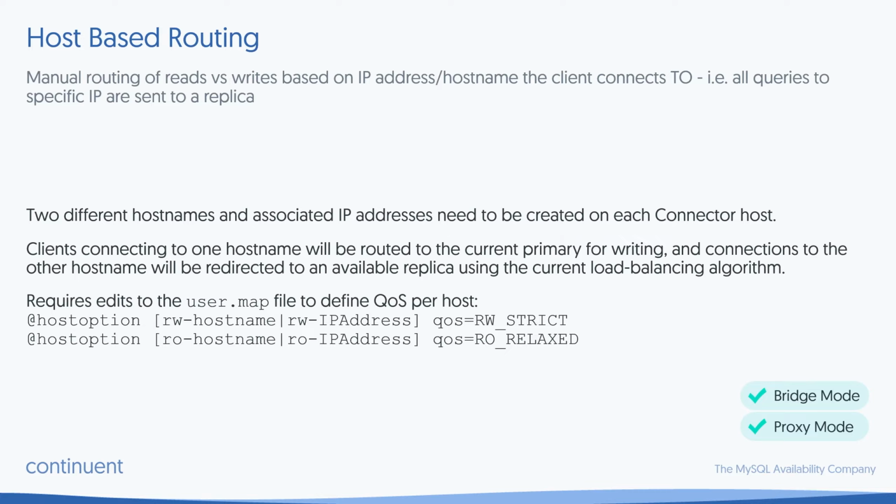So then as your applications connect, depending upon which inbound IP address or hostname they connect to, the connector will detect that and then will route according to that inbound IP address or hostname, and then based on the QoS you set. But again, your applications need to be read-write, read-only aware to ensure that connections route to the correct hostname based on the statement the connection is about to execute.